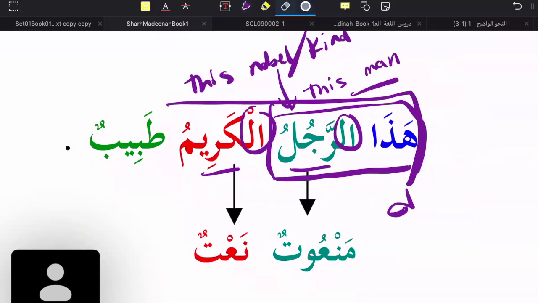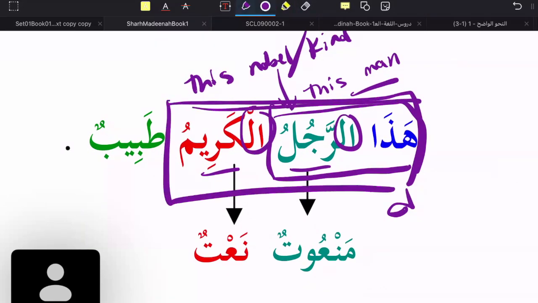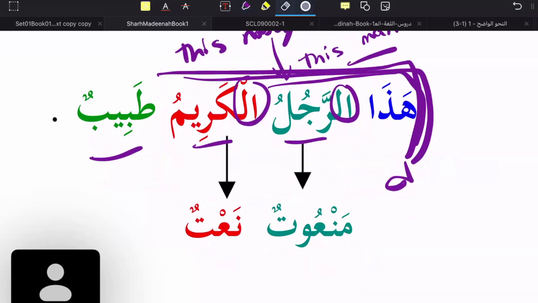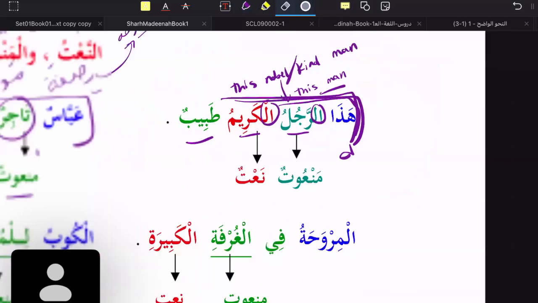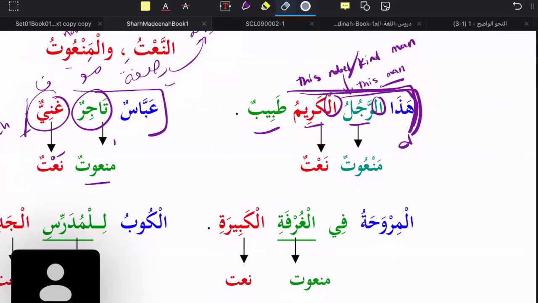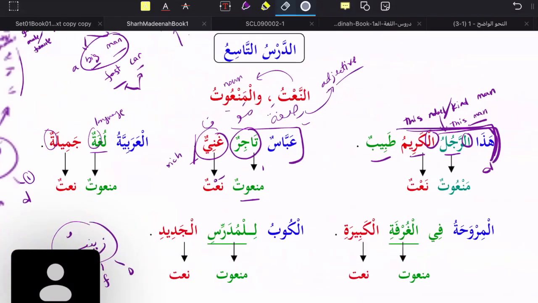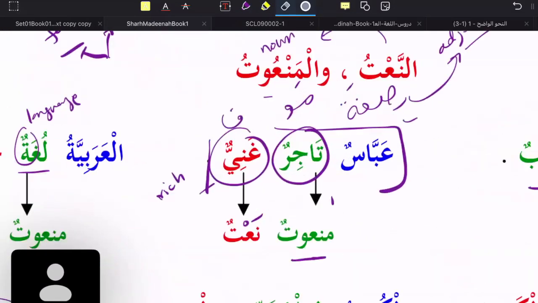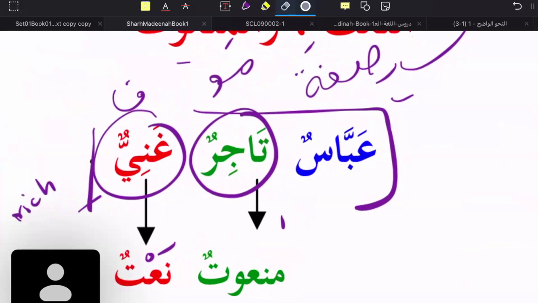Now we say the whole thing is actually a phrase. Now we want to describe what about this kind man? We say he is tabib, he is a doctor. So here, as you can see, ar-rajul is the man'ud and kareem is the na't. Make sense? The main thing you should understand is that as soon as you know what to put in the noun, your adjective is simple. You just copy everything.